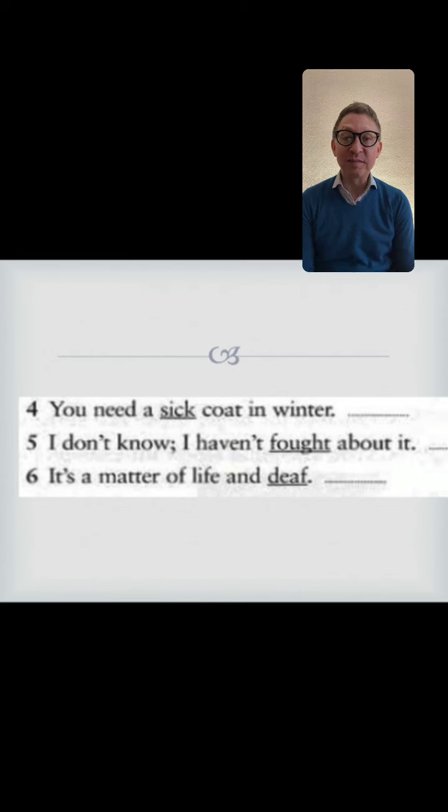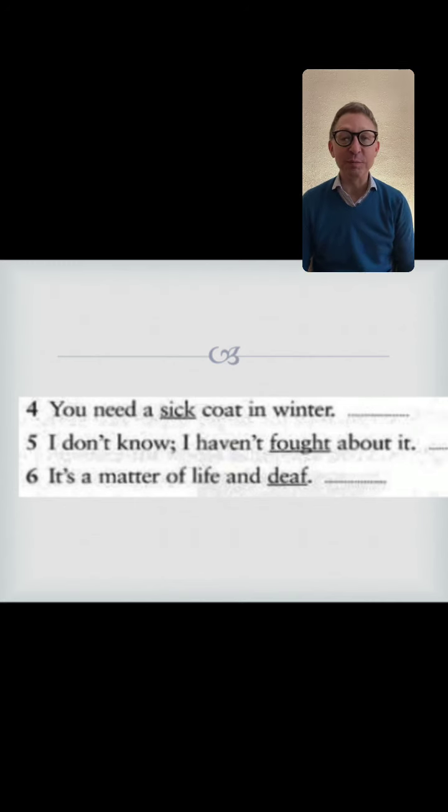Number 5. I don't know. I haven't thought about it. That's right. I think most of you got this one. Thought about it. I don't know. I haven't thought about it.